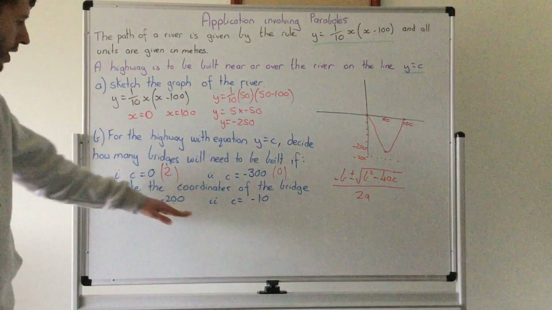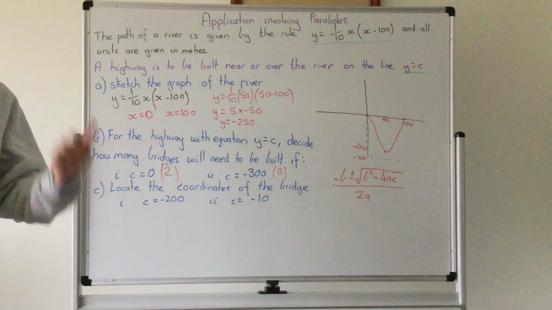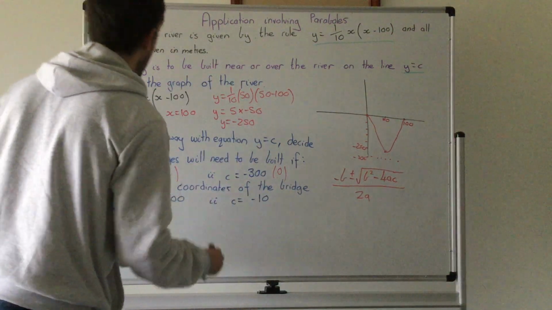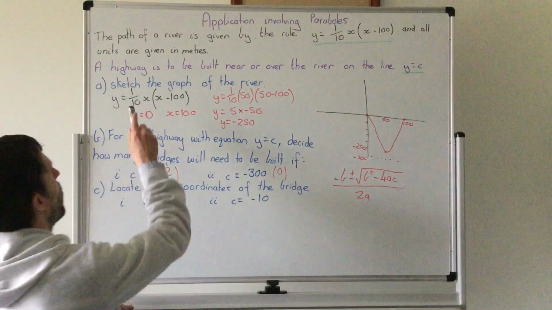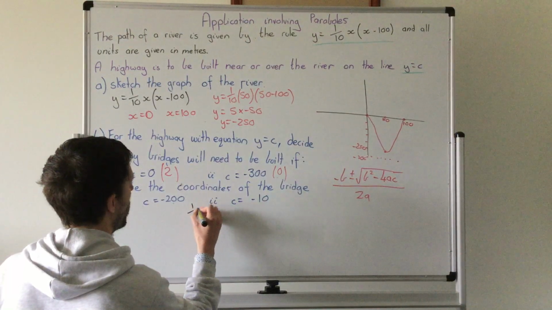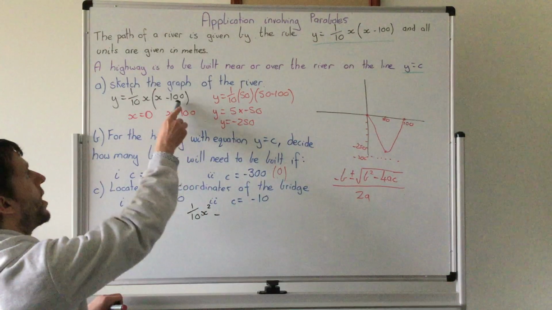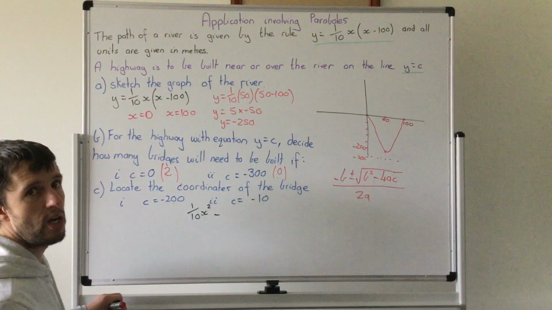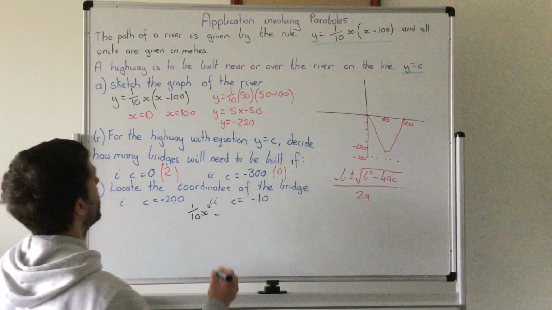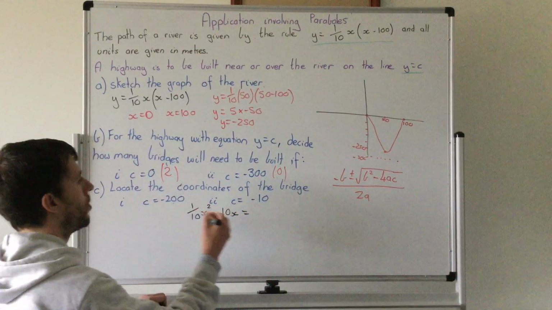For these, we are going to substitute these values as y, and we will also be expanding the brackets out, because I'll be doing that for both of them. 1/10 x times x is 1/10 x squared, minus 100 times 1/10 x. Well, what's 1/10 of 100? It's 10. So it will be minus 10x equals y.